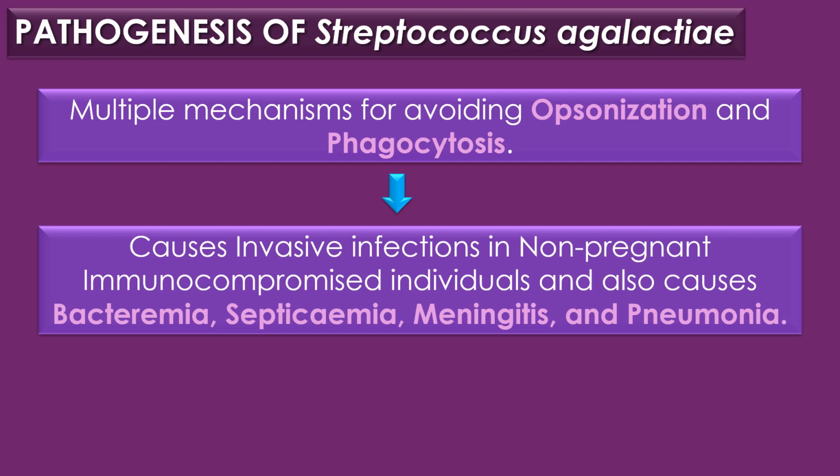Like Streptococcus pyogenes, Streptococcus agalactiae has multiple mechanisms for avoiding opsonization and the subsequent process, phagocytosis. This pathogen is one of the leading causes of invasive infections in non-pregnant immunocompromised individuals and also causes bacteremia, septicemia, meningitis and pneumonia.